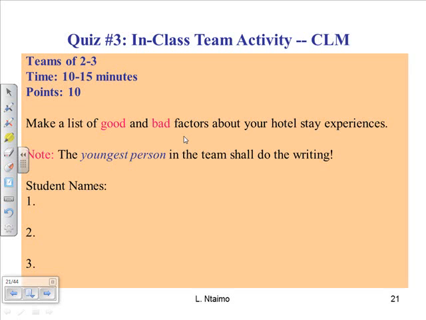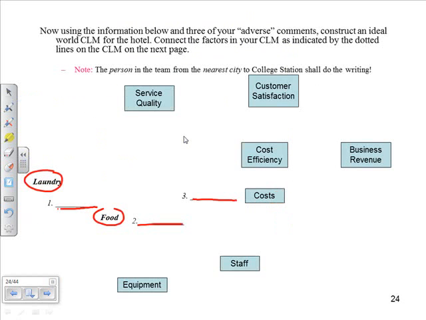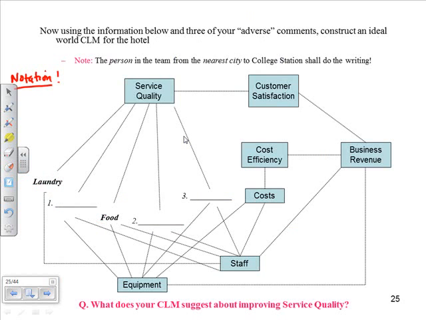So causal loop models are great for soliciting information, especially if you are doing systems thinking studies in organizations. You gather your team, and then you can go through this process. And in this particular ideal case, we were trying to find ways basically to improve service quality.